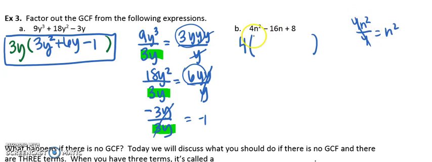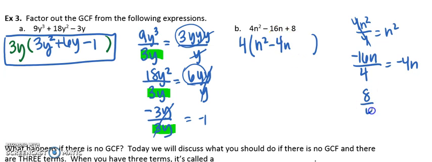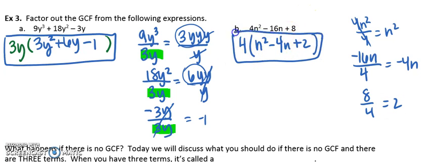And hopefully you'll see you get n squared. You take negative 16n and divide it by 4, so this would be negative 4n. Hold up, let's fix that up. Then you take 8 and divide it by 4, and you get 2. So you've now factored out your GCF. And over time you won't have to do this side work. Over time you'll just see it.